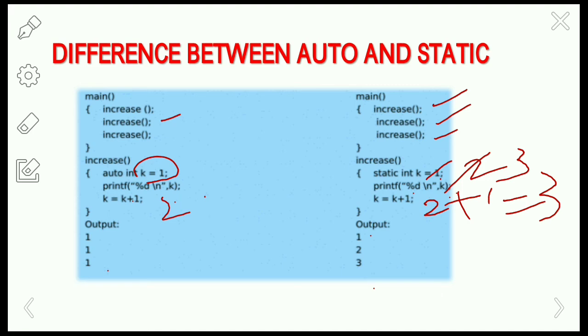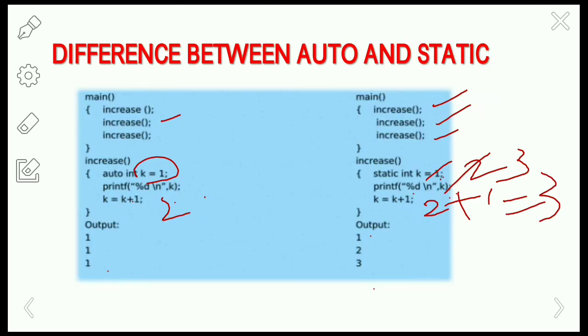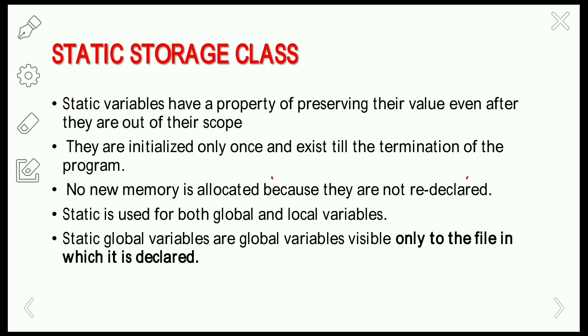The value will get incremented and there is no new memory allocated for each function call of the increase function. So the same variable value will get incremented here. They are initialized only once and exist till the termination of the program. Here the k value 1 is initialized only once in the static storage class. But in the auto storage class, each time the increase function is called, it is redefined. Static variables have the property of preserving their value even after they are out of their scope.